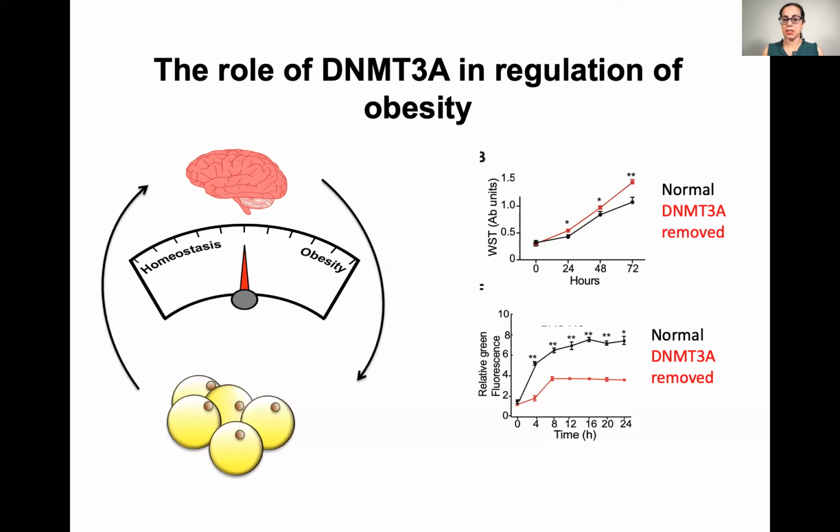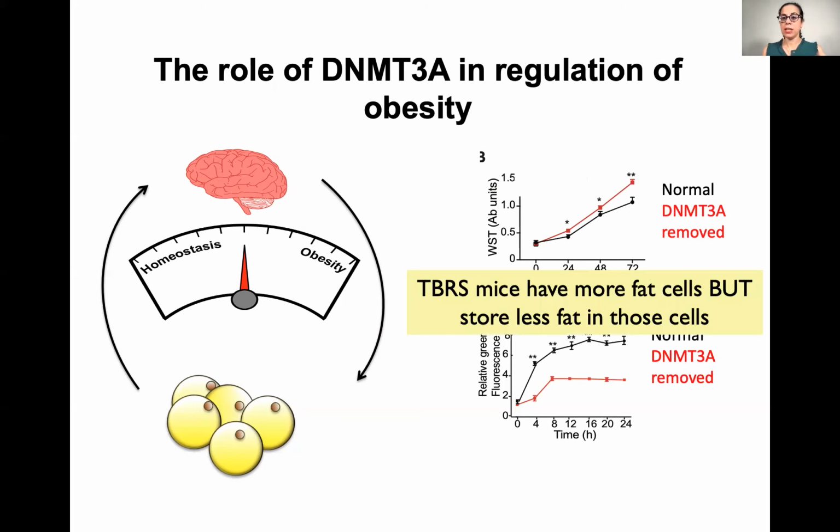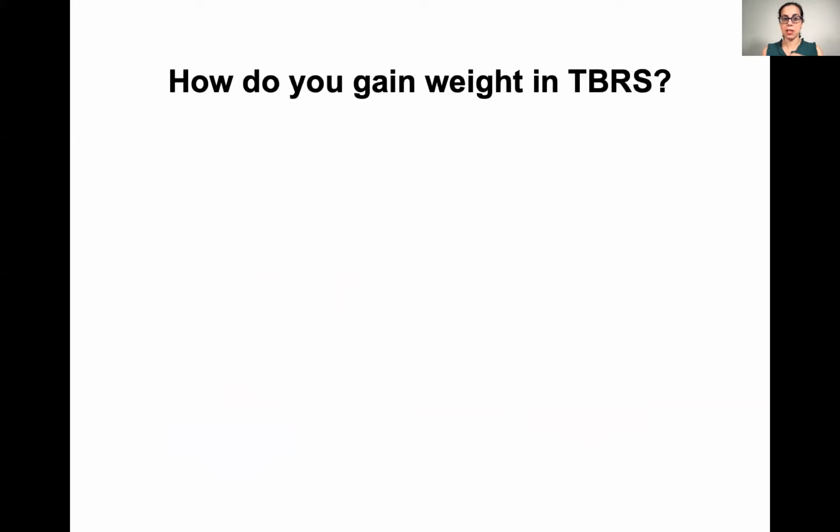But what happens is that we look at the fat inside those cells, and now we look again at the black compared to the red, we see that the black has more fat. Our controls, our normal cells, have more storage. That tells us that inside the TBRS cells, although they have more cells, they don't use them efficiently and they don't store as much fat. So in TBRS, although they have more cells, they have less fat in those cells.